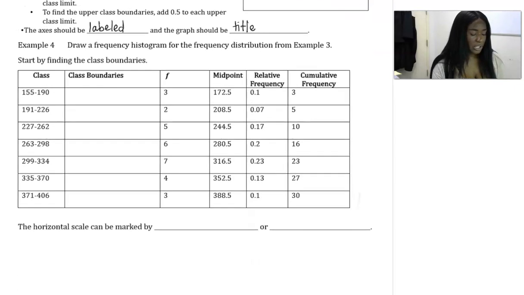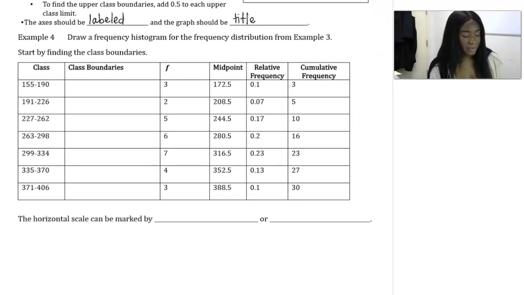So in the next video, we're going to look at an example where we compute class boundaries and use those class boundaries to graph a histogram by hand. And then I will also show you how we can create a histogram using StatCrunch.